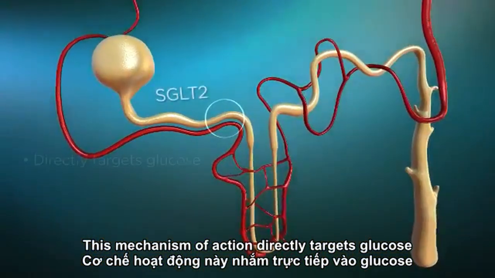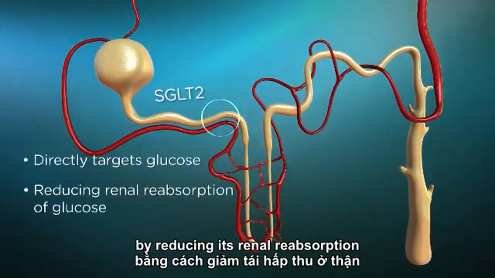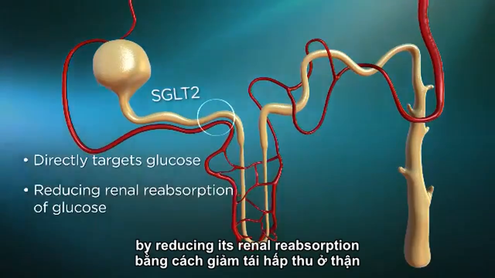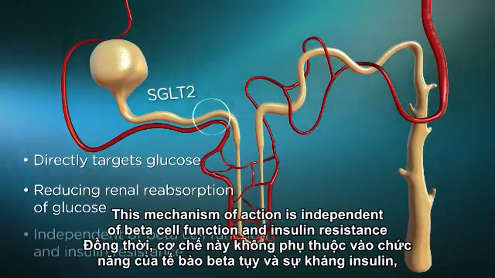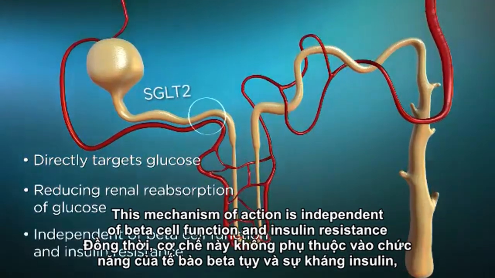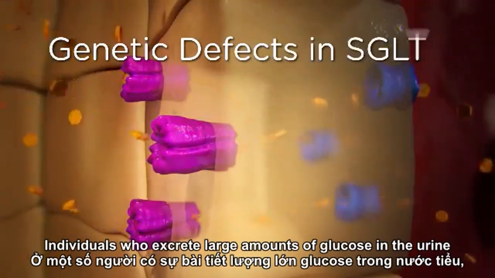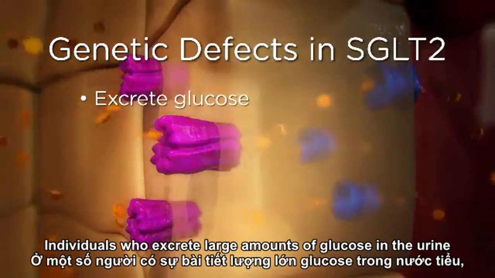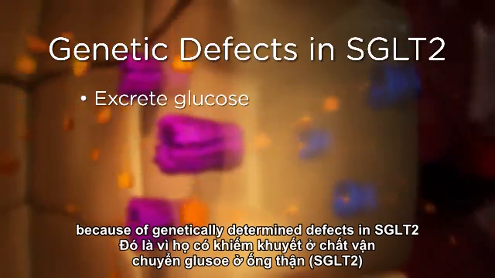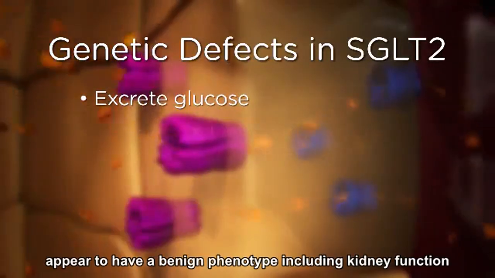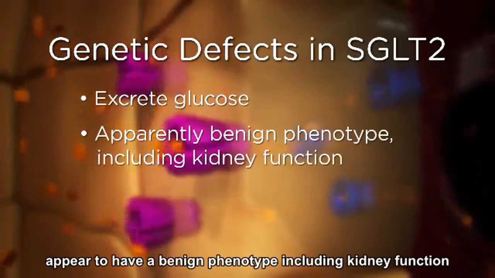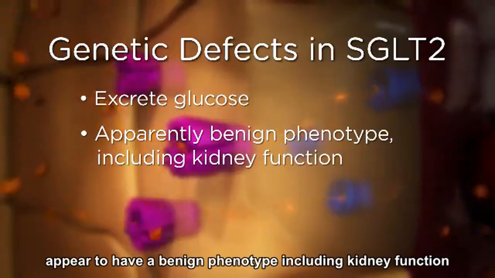This mechanism of action directly targets glucose by reducing its renal reabsorption. This mechanism of action is independent of beta cell function and insulin resistance. Individuals who excrete large amounts of glucose in the urine because of genetically determined defects in SGLT2 appear to have a benign phenotype, including kidney function.